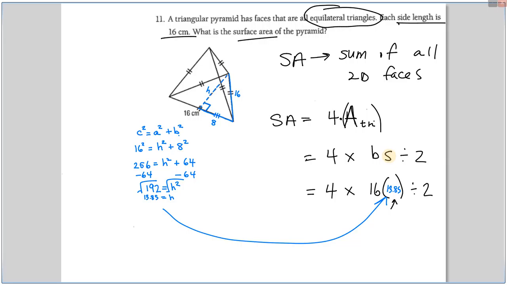All right, so take that height, times it by the base 16, divide it by 2, and then times by 4. I got like 443.4 centimeters squared.